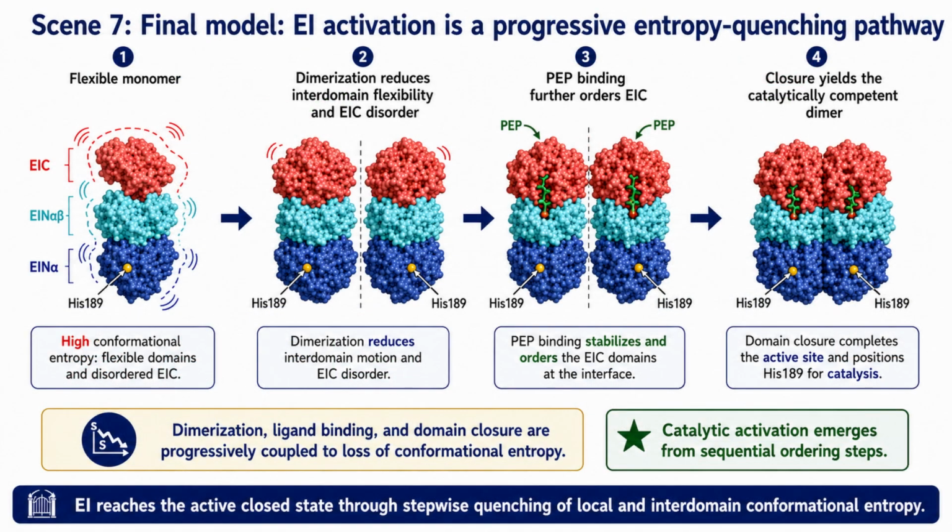Enzyme 1 activation is a progressive entropy quenching pathway. Dimerization reduces interdomain flexibility and EIC disorder. PEP binding further orders the EIC domain, and final domain closure produces the catalytically competent state. Together, these results show that enzyme 1 activation is driven by stepwise restriction of conformational freedom, linking dimerization, ligand binding, and catalytic competence through progressive loss of conformational entropy.